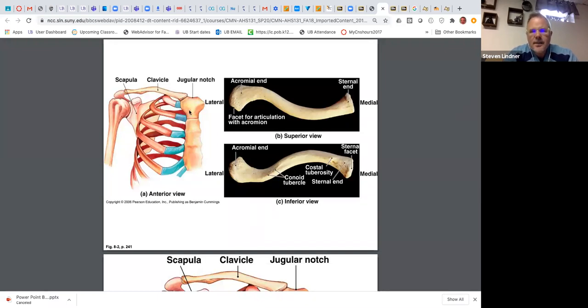So the shoulder joint and shoulder girdle, you'll hear me talk about that. The shoulder girdle is made up of the sternum, the clavicle, and the scapula. But when you hear the shoulder joint, we're specifically talking about the junction between the head of the humerus and the glenoid cavity or glenoid fossa of the scapula. All right.